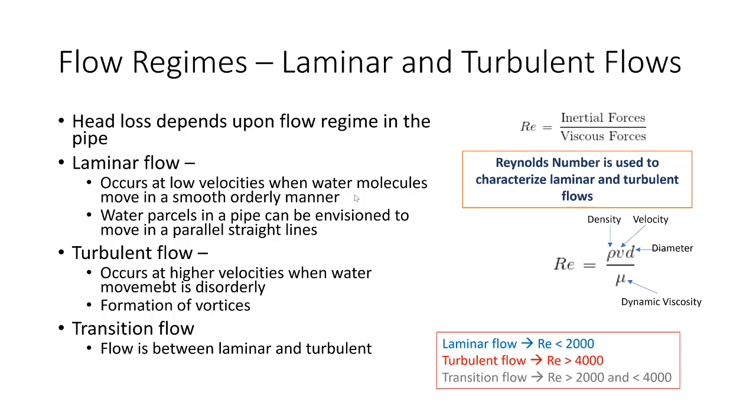Well, when water moves at low velocities, water molecules tend to move in a smooth, orderly manner, and water parcels in a pipe can be envisioned to be moving in parallel straight lines. So there is the least amount of resistance to that flow. Turbulent flow, on the other hand, happens when the velocities are very high, and that causes the water movement to be disorderly, and it also creates the formation of vortices.